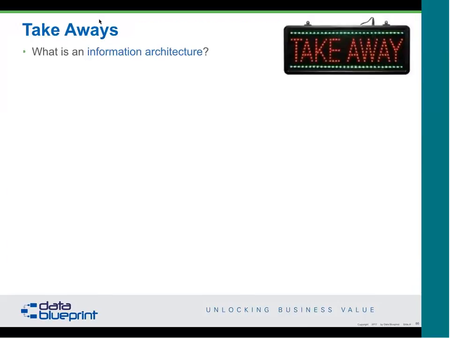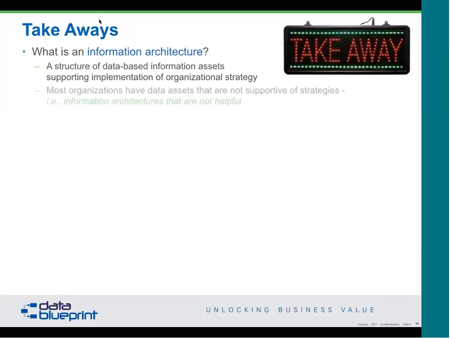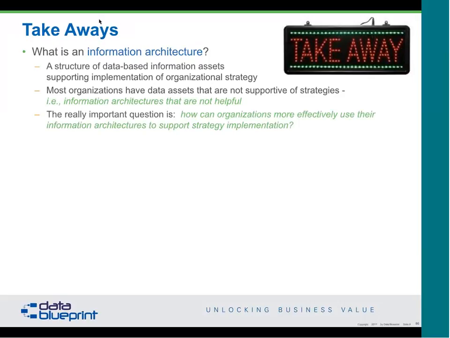So let's review. We've got 3 minutes left. An information architecture is a structure of data information assets, okay? Or a structure of information assets if the data-based part confuses you. That supports, so it's got a purpose, the implementation of organizational strategy. If I'm going to sell things to customers and I don't have a list of customers in my organization, it's going to be a little difficult to make money.